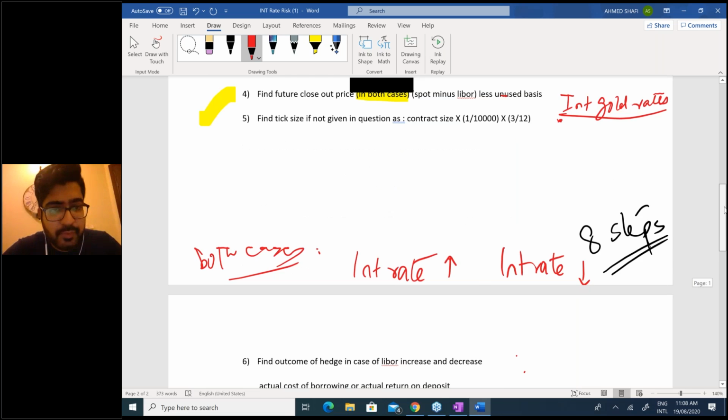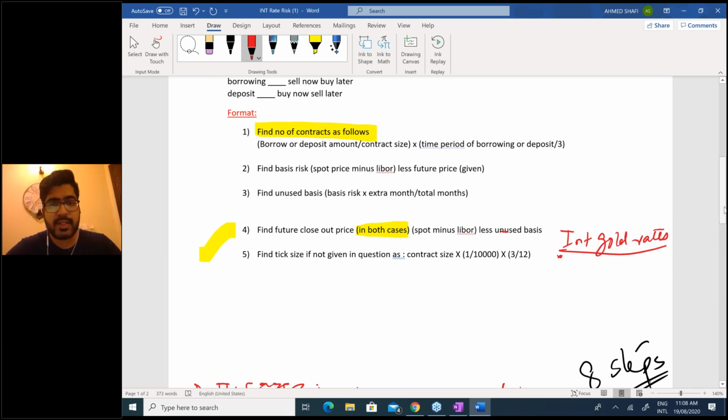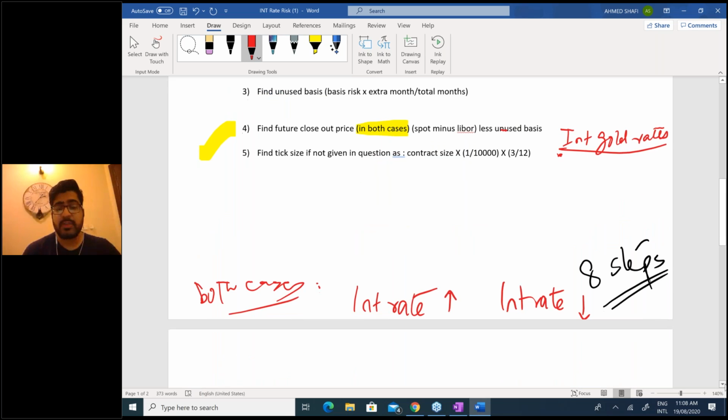The format of futures is: you need to find the number of contracts, which is borrowed or deposit amount over contract size, into time period over 3. Then you need to find basis risk, then unused basis, then future closeout price. What is this basis risk or unused basis? I will tell you. Then you need to find the future closeout price in both cases, spot minus LIBOR less unused basis. Then you need to find the tick, and the outcome of the hedge.